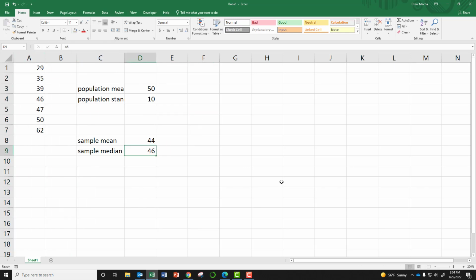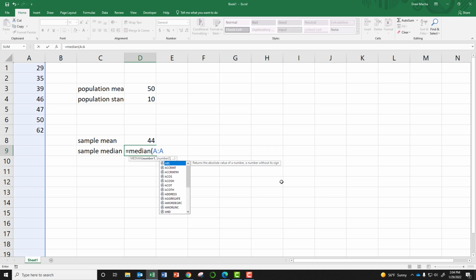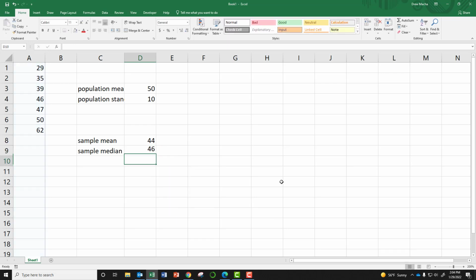A little shortcut here, if you are Excel savvy, is selecting the cell here where I want my sample median. Type equals the word median, open parentheses, select the first column, A colon A, close parentheses, enter. Also gives me 46 for the median.